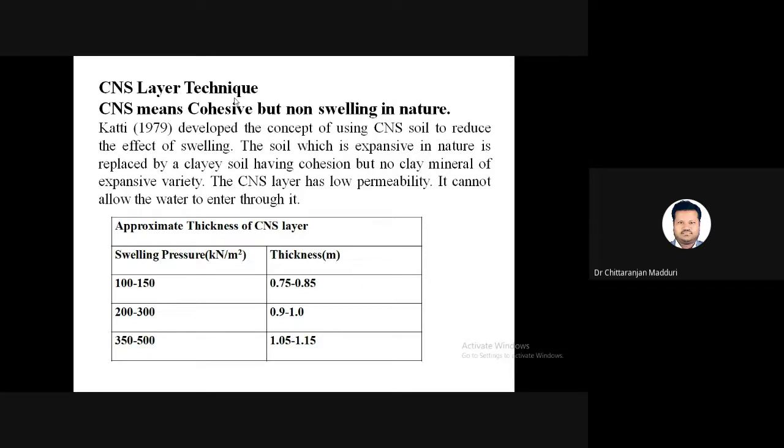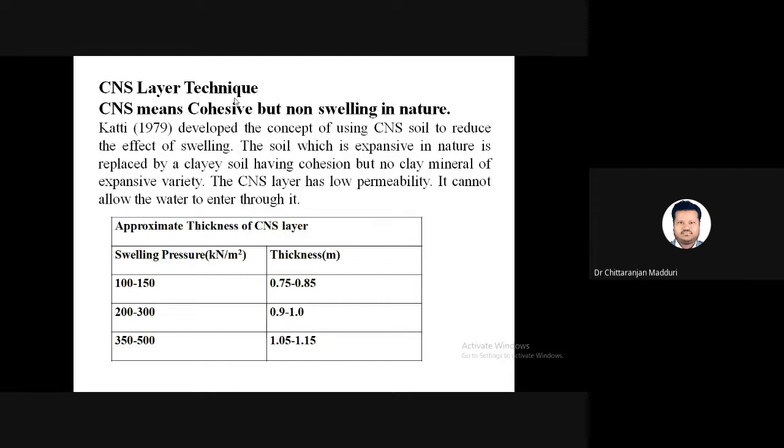Katti in 1917 developed the concept of using the CNS layer technique to reduce the effect of swelling. So the soil which is expansive in nature is replaced by a clay soil having cohesion but no clay minerals of expansive variety. So the CNS layer has low permeability. It cannot allow the water to enter through it. But if the soil is replaced with sandy soil, water can pass through.